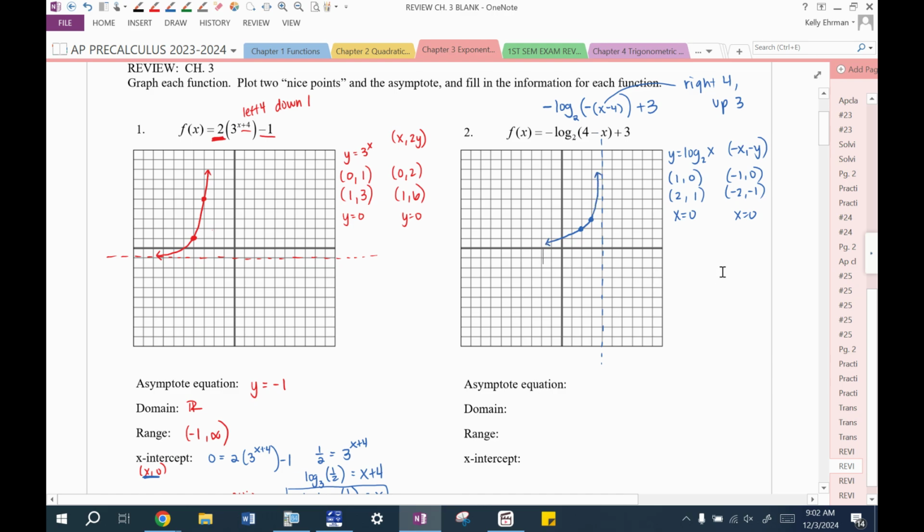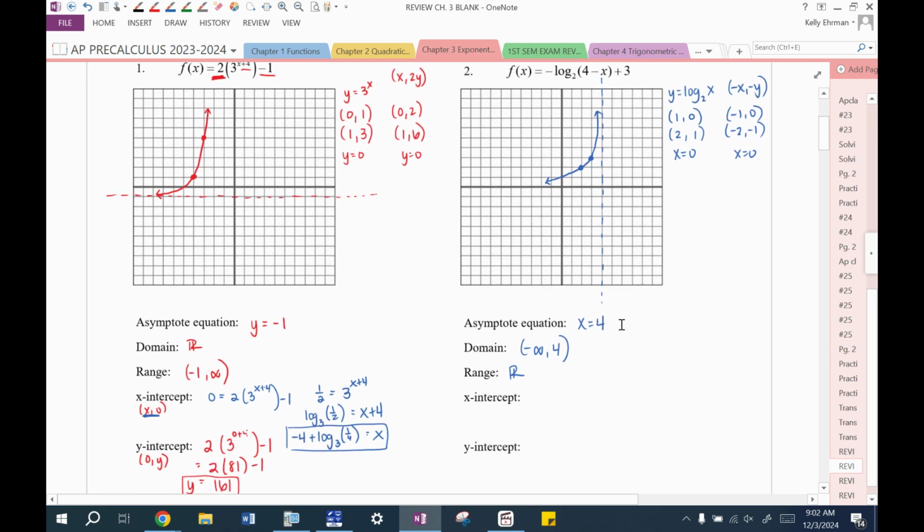Okay, and then filling in the rest of the information. So the asymptote equation is x equals 4. The domain, I'm just getting this from the graph, is negative infinity to 4. The range is all real numbers. Okay, and then again, you probably have the x-intercept on this one and not the y-intercept, but we're going to do both.